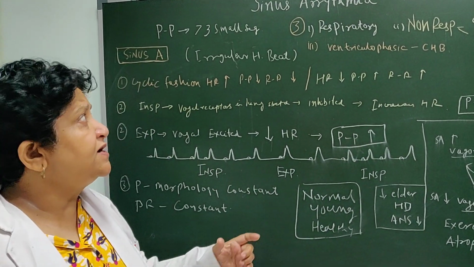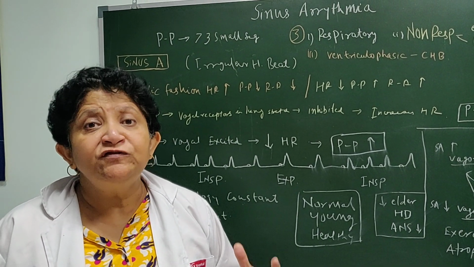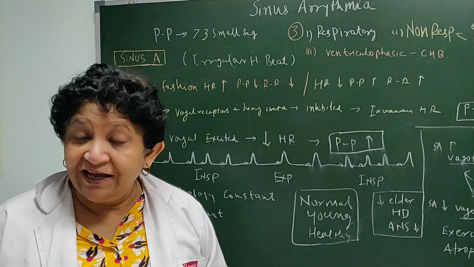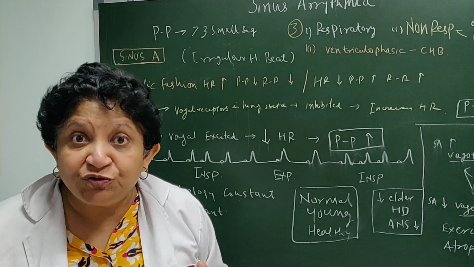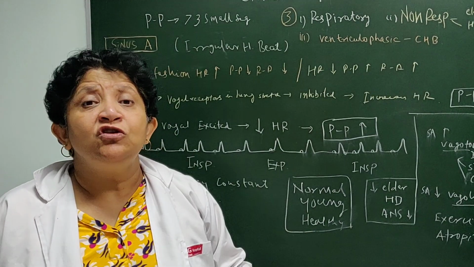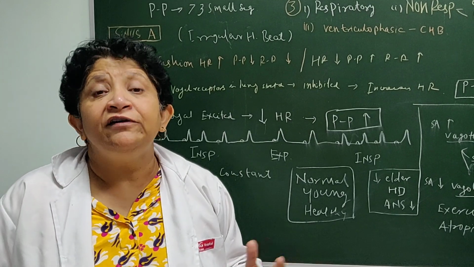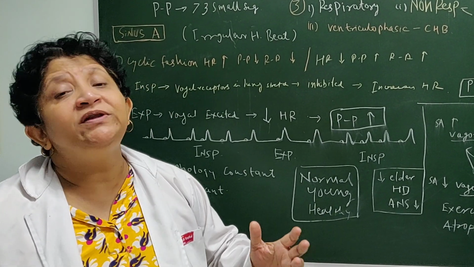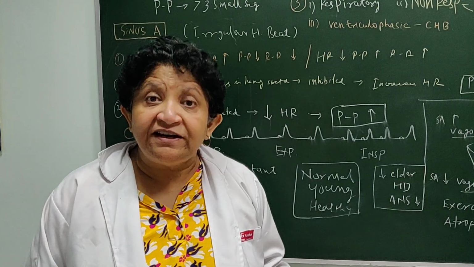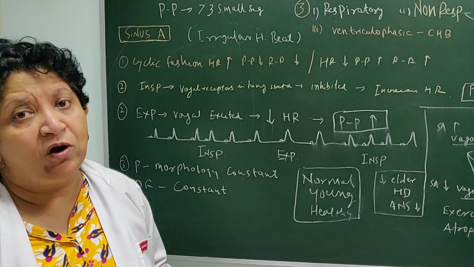Today our focus is on respiratory sinus arrhythmia, which is the commonest type of sinus arrhythmia found in young adults and healthy normal individuals. Non-respiratory sinus arrhythmia is not associated with breathing pattern, so it is generally found in the elderly and in patients with heart disease. Whereas ventriculophasic sinus arrhythmia occurs in the context of complete heart block.